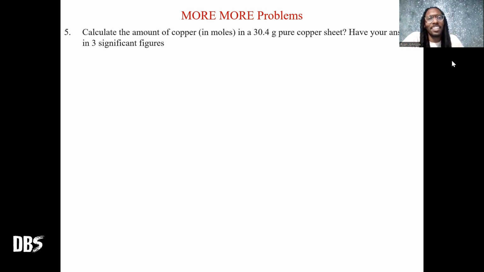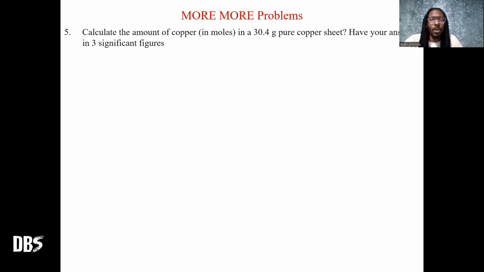All right, calculate the amount of copper in moles. Okay, the key thing is we got to figure out the copper in moles. And they give us, in this case, 30.4 grams of pure copper. This time, let's put it in three significant figures. So how do I go from grams to moles?